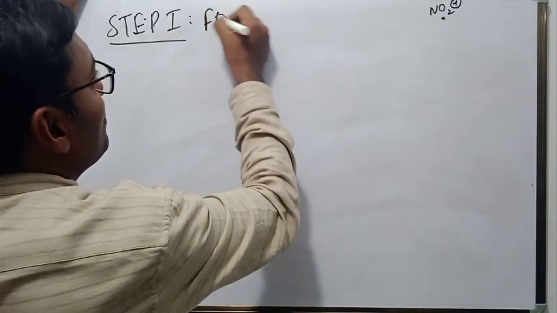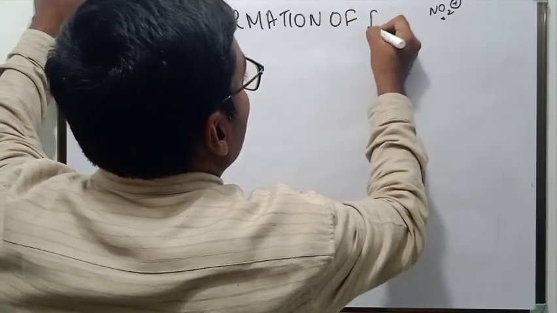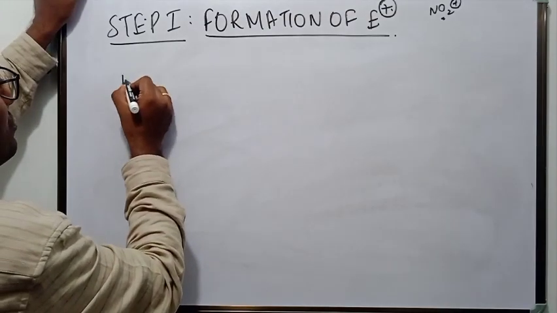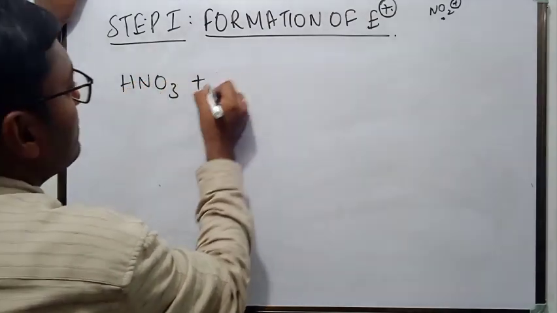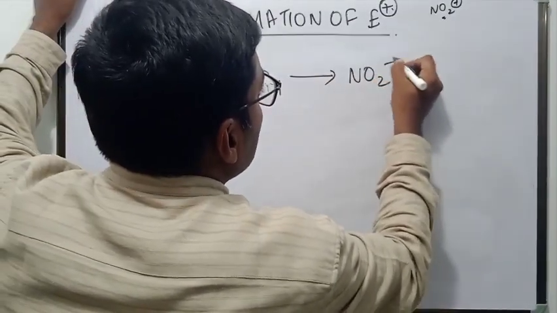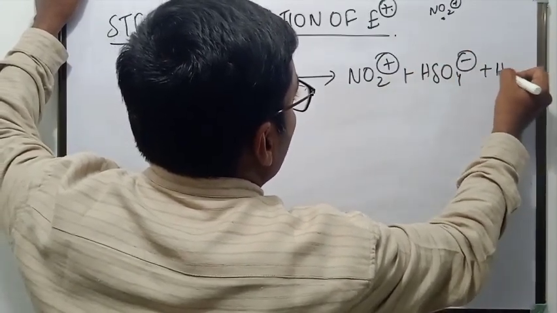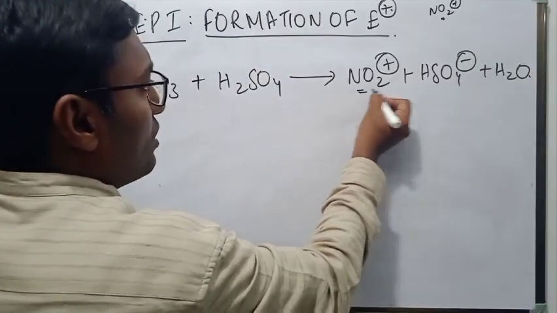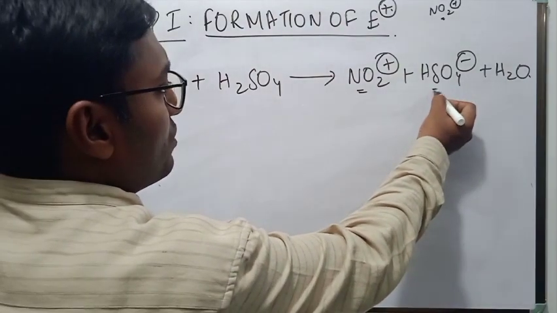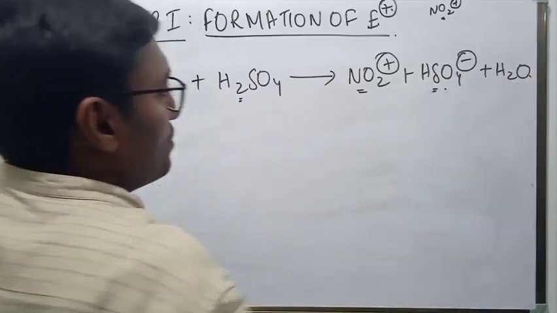The formation of electrophile. Let's see how it is formed. HNO3 reacts with H2SO4 to form NO2 plus, HSO4 minus plus H2O. This is the electrophile that is formed, and this is the conjugate base of this acid. And H2O is also formed.